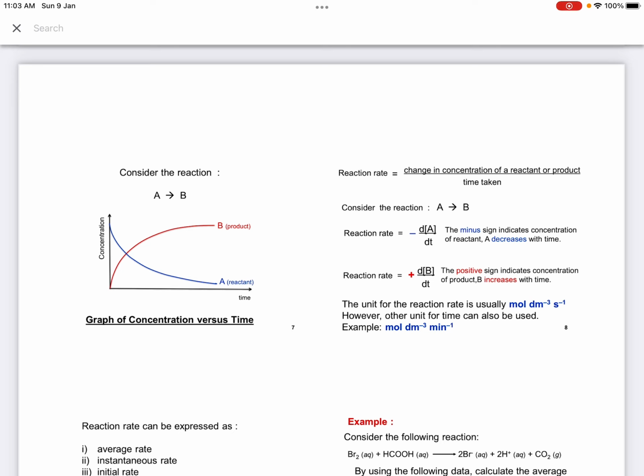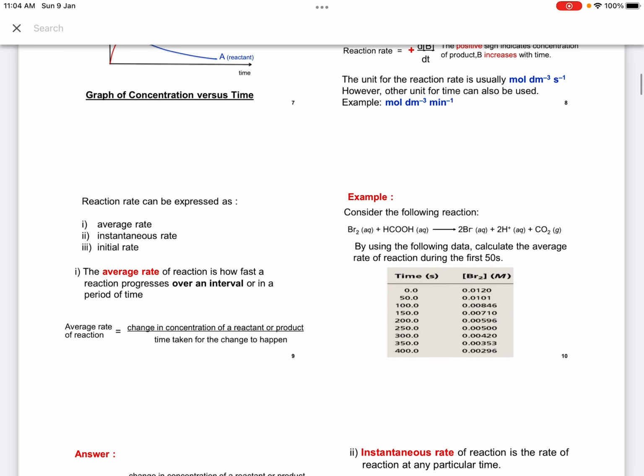The unit for the reaction rate is usually mole per dm cube per second. However, other units can also be used, like mole per dm cube per minute. The reaction rate can be expressed as average rate, instantaneous rate, or initial rate. Average rate of a reaction is how fast a reaction progresses over an interval or period of time. So average rate of reaction equals the change in concentration of a reactant or product over the time taken for the change to happen.